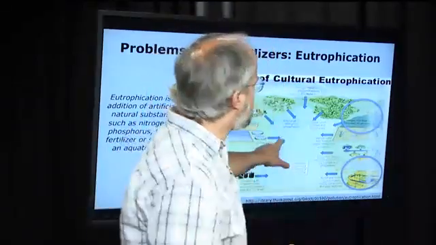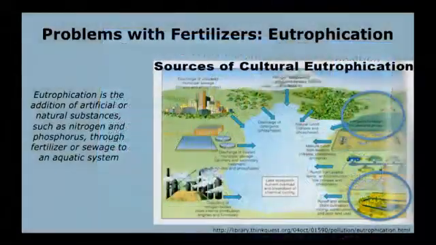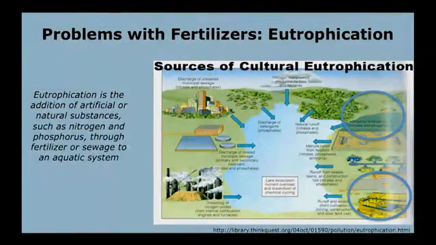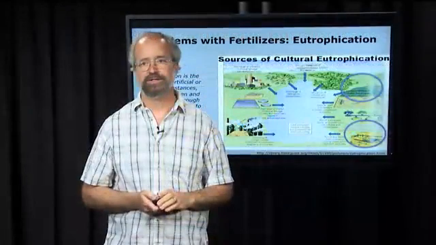I've illustrated those here. One of the major sources is runoff from fertilization of crops, and then also runoff, for example, from mining minerals to use as fertilizers. So those are two major sources of fertilizers that cause the problem of eutrophication.